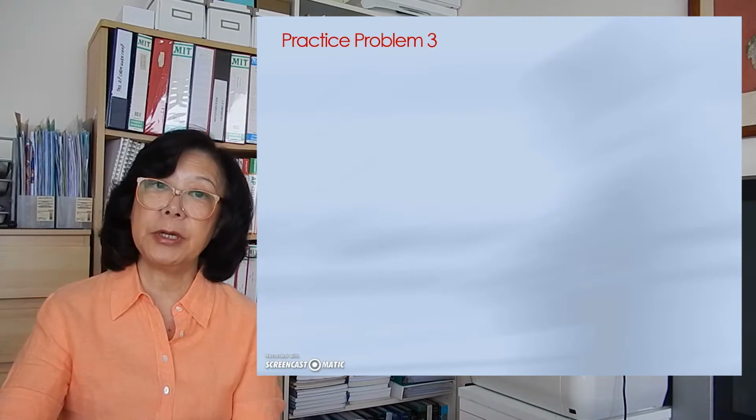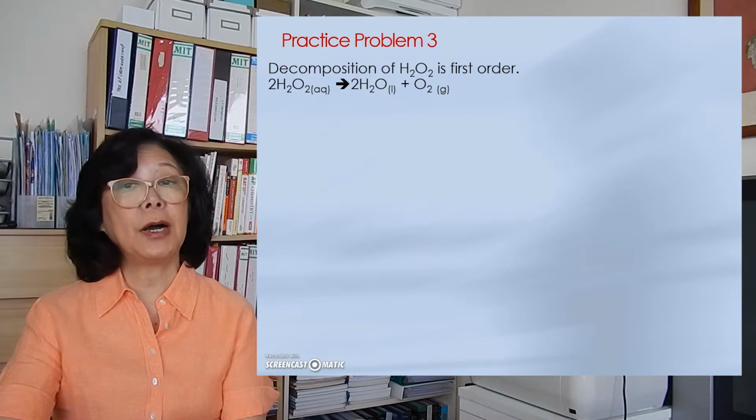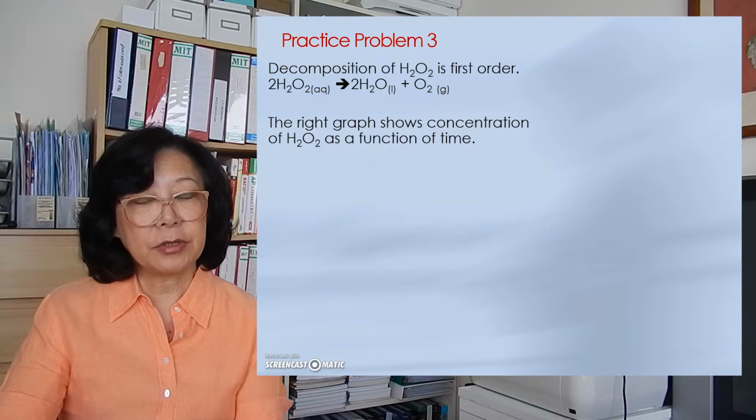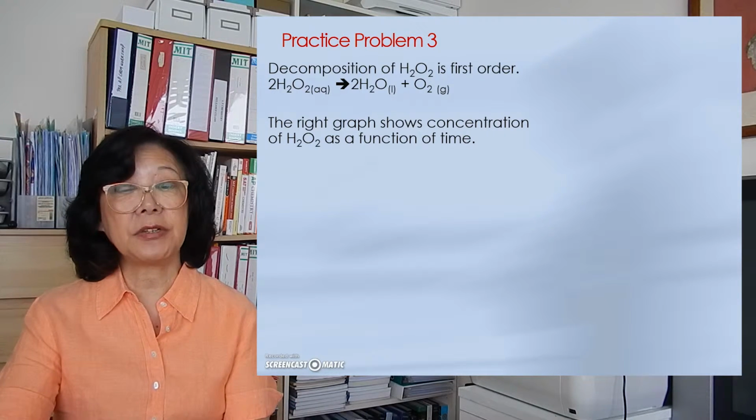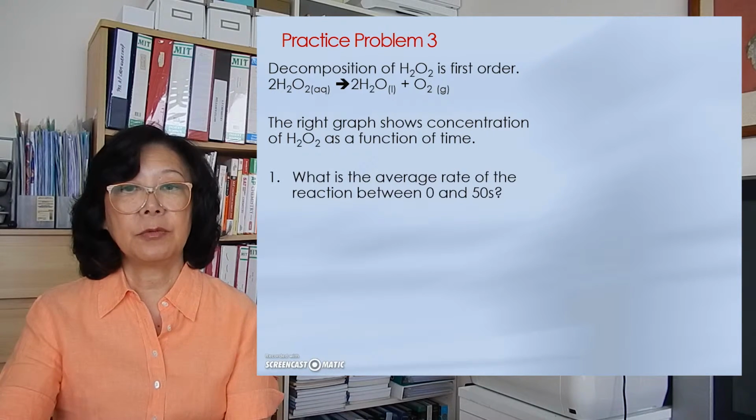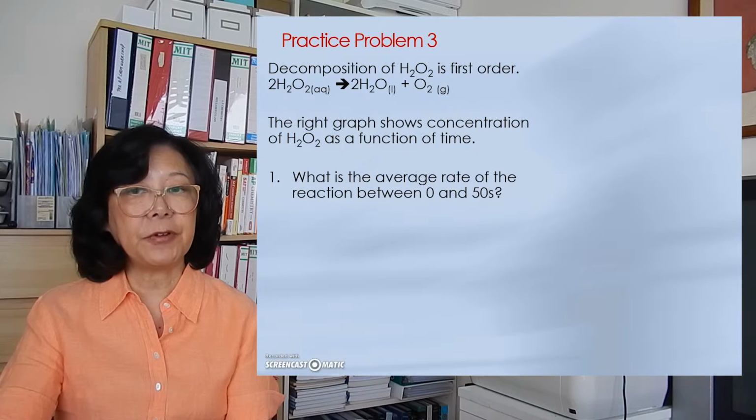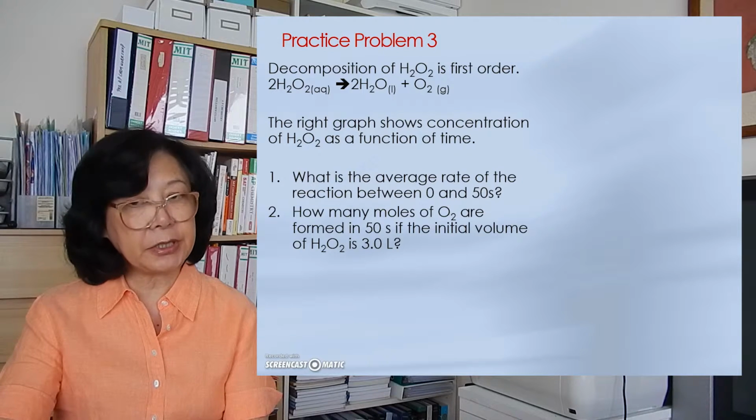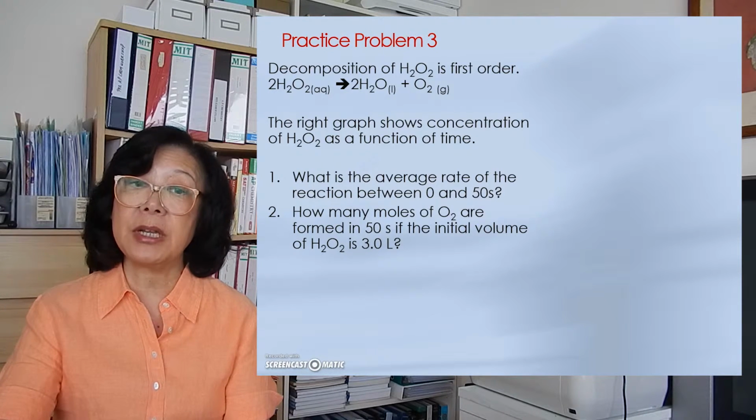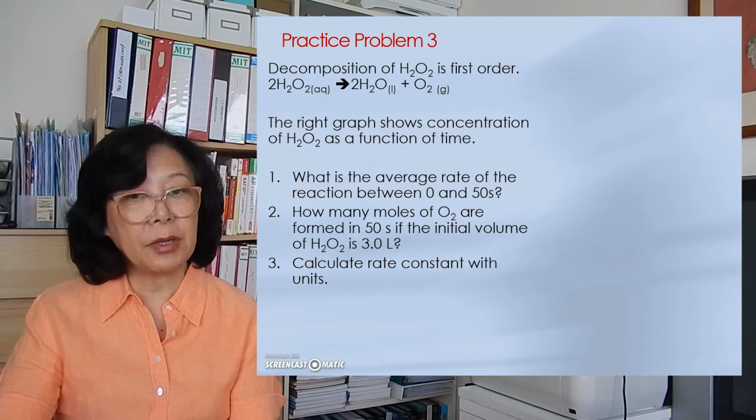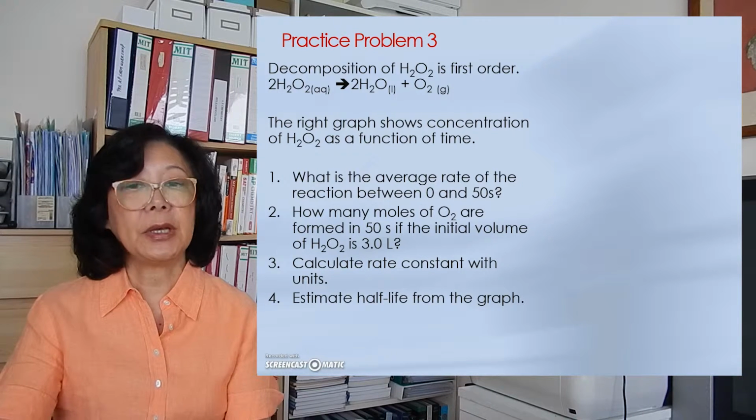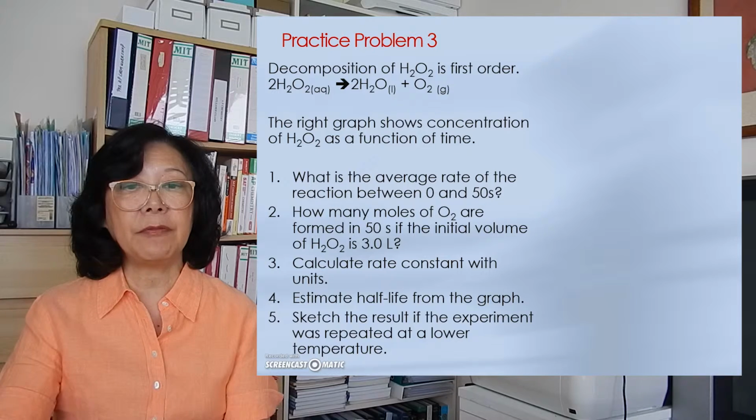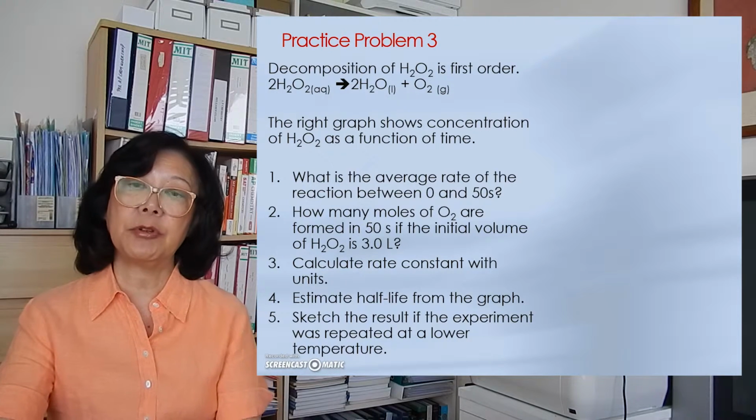Practice problem number 3. For the decomposition of hydrogen peroxide, it is first order. The right graph shows concentration of hydrogen peroxide as a function of time. What's the average rate between 0 and 50 seconds? And how many moles of O2 are formed in 50 seconds if the volume is 3 liters? And calculate rate constant with units. Estimate half-life from the graph. And show me the graph if it is repeated at a lower temperature.